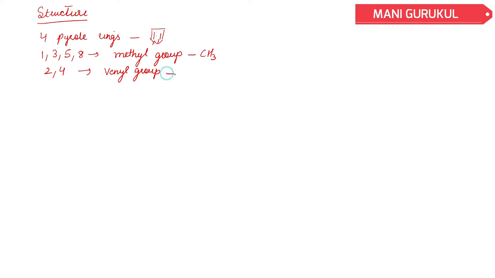How do we write vinyl group? That is CH double bond CH2. This is the structure of vinyl. Then what do we have on 6 and 7? Propionic acid. How will we write propionic acid? As you know, propane is made up of 3 carbons. So 3 carbons, then we will have CH2, CH2, COOH. This is propionic acid.